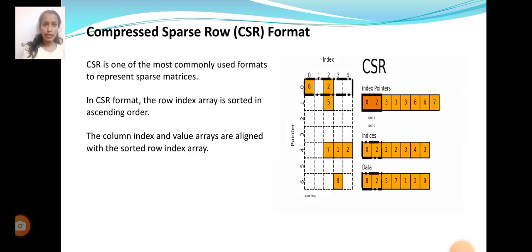Compressed sparse row format. CSR is one of the most commonly used formats to represent sparse matrices. In CSR format, the row index array is sorted in ascending order. The column index and value arrays are aligned with the sorted row index array.